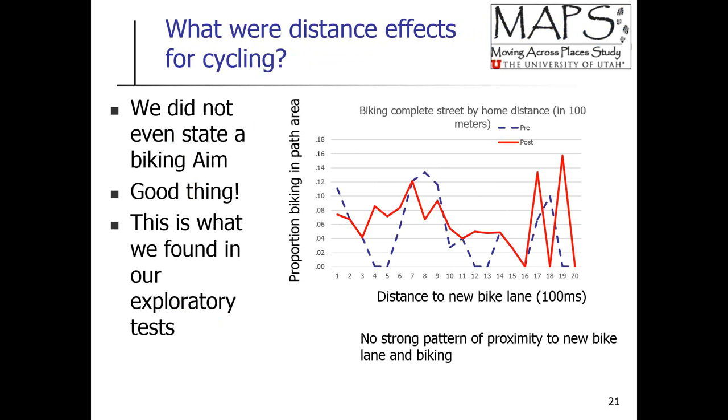Here's what our data look like, and as you can tell, we're happy that we didn't anticipate a strong effect for nearby cycling since we didn't get one. Again, it just underscores the point that cycling is rare and it's spread out thinly across the population, so it's hard to get those near effects.